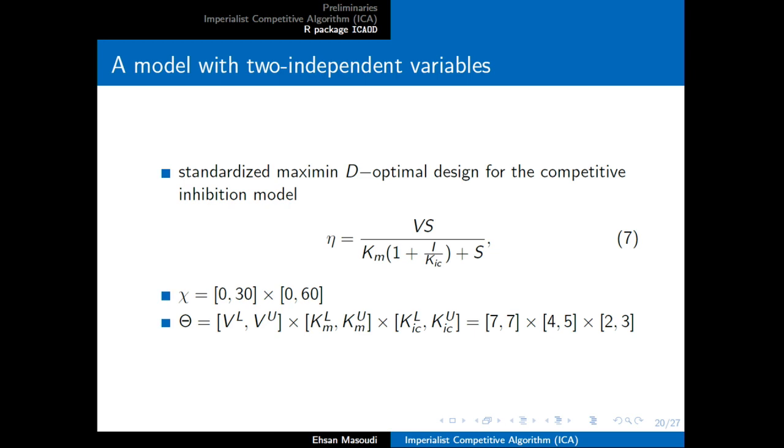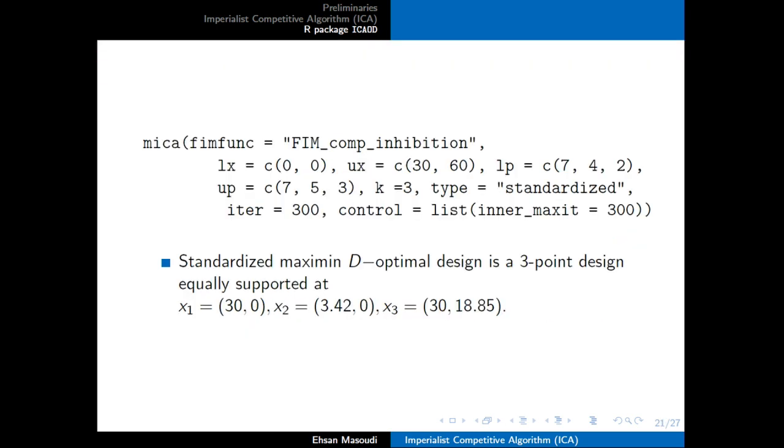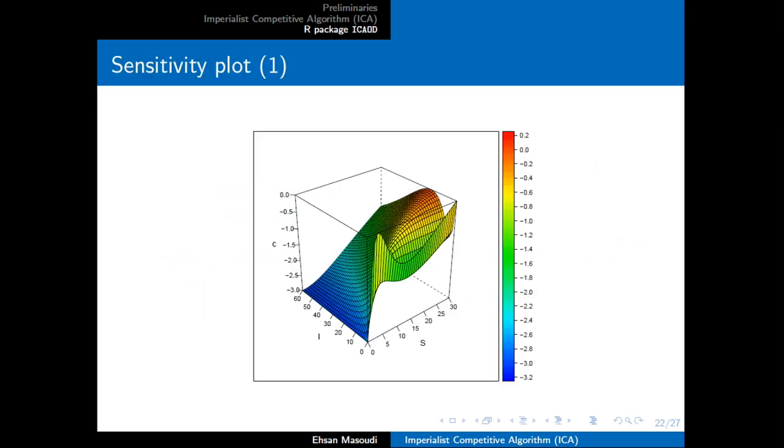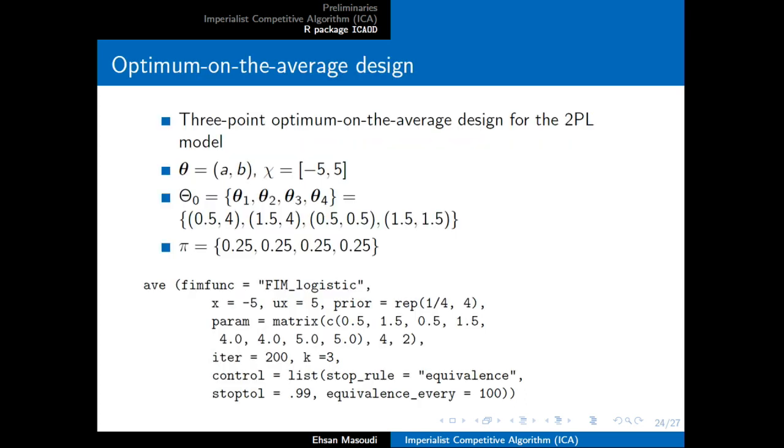We can also have a model with 2 independent variables. So here is the design interval or design space. And the package automatically plots for you the sensitivity, the derivative plots and the contour plot. And finally, it is the optimum on the average design.